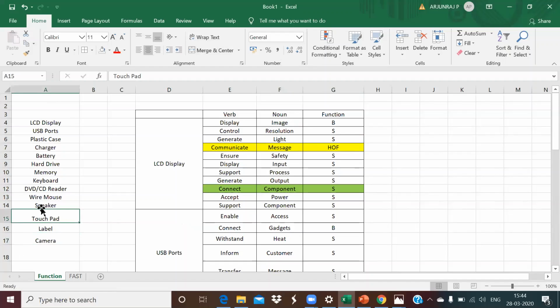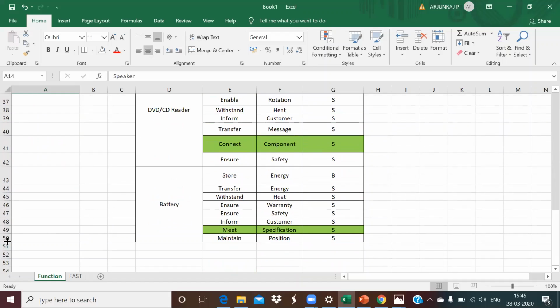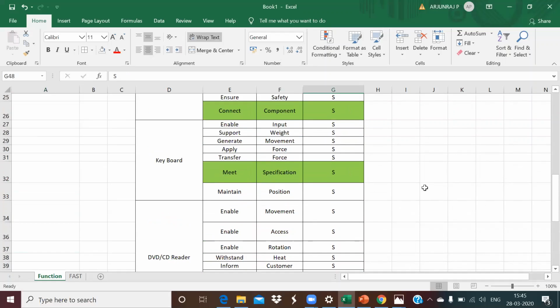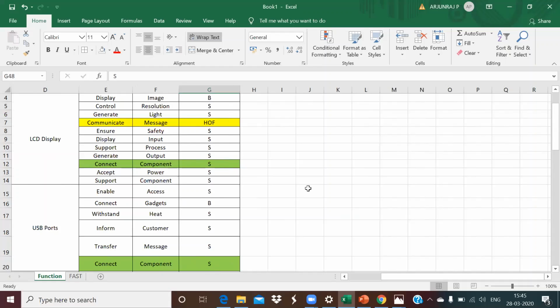Even the touchpad will be a part of this speaker. Overall, it's not going to get affected because of the speaker. What we can do is, memory and hard drive can be a part of it. Is it sufficient, sir? We still need to look into some other parts also. No, let us build the FAST diagram. So maybe we can create a FAST diagram here only.